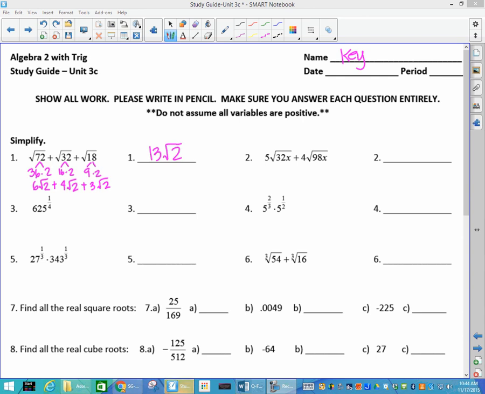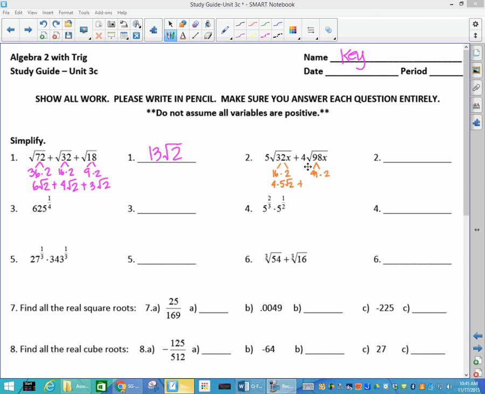Okay? Similarly, I'm going to do the same thing. They're not the same, so I cannot combine them, but I have to see if I can simplify them. And 32, again, is 16 times 2. So if I take the 16 out, the square root of 16 is 4. And then I have the 5 and the radical 2. And then this one is 49 times 2, and the square root of 49 is 7.